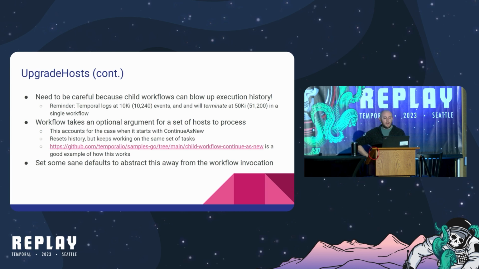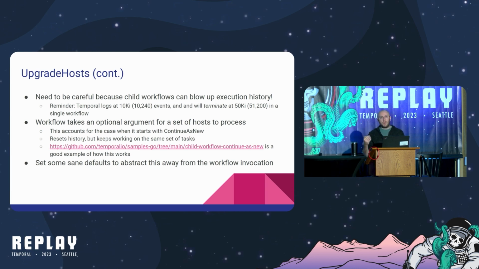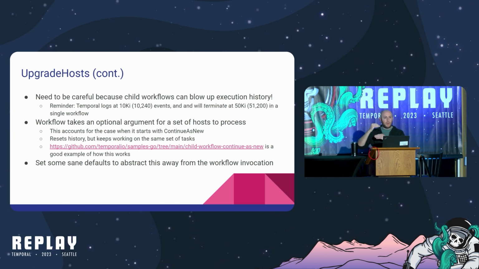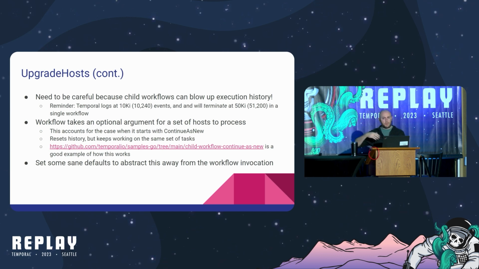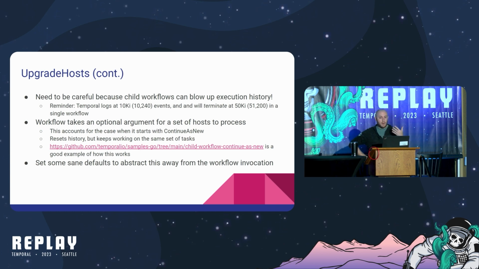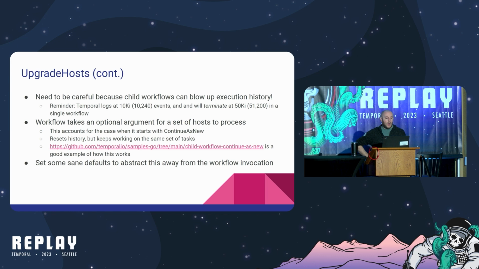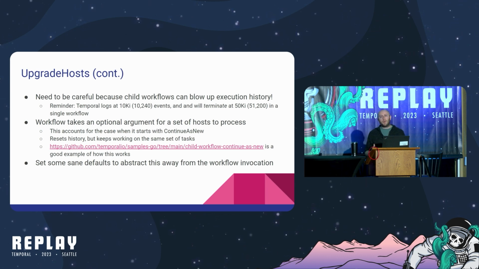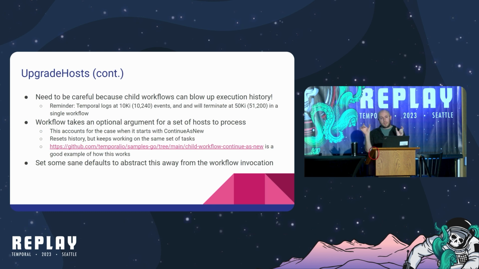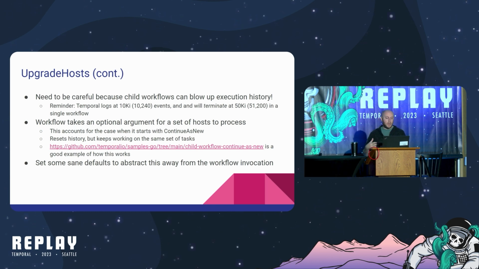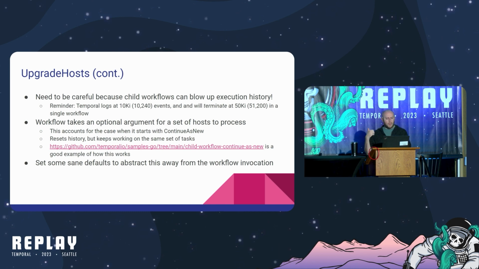There's a construct where you can terminate a workflow early with continue as new, which effectively just instantiates a new copy with the event stream purged. This workflow is interesting because we had to account for that up front. Basically, it has a couple of optional parameters so that you can invoke it with a smaller subset of hosts. That way it can keep churning along and doing work and make sure that everything's good to go.